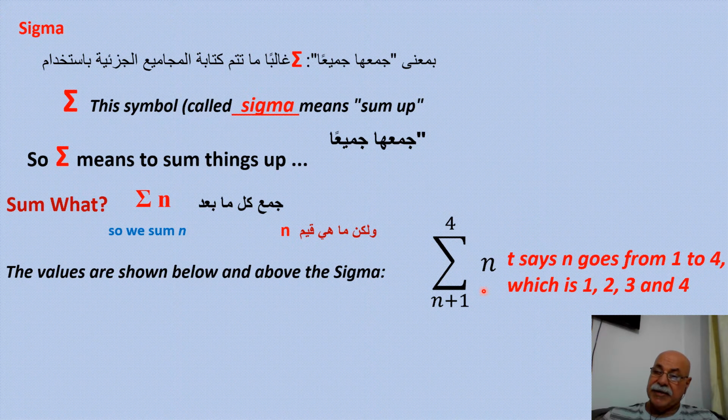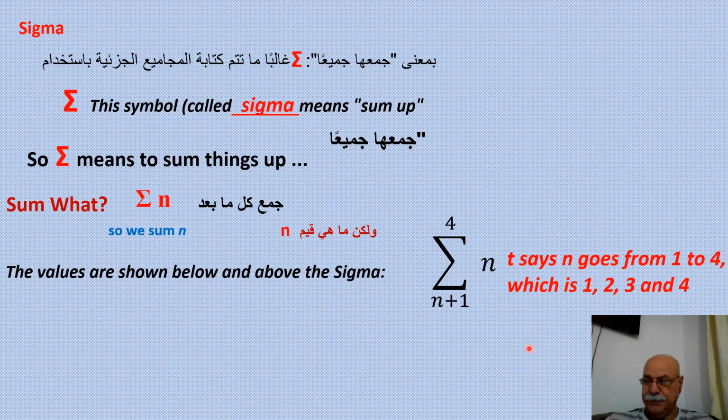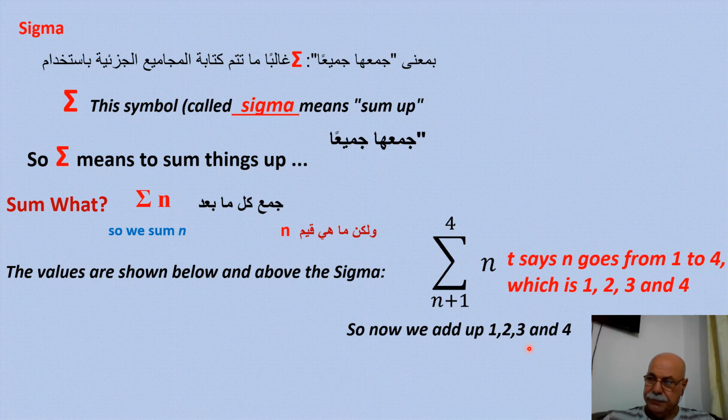This means n going to 4, meaning the element n going to 4, like this: 1 plus 2 plus 3 plus 4. So now we added 1, 2, 3, and 4. This is the meaning: n as 4, n to 4, index n.